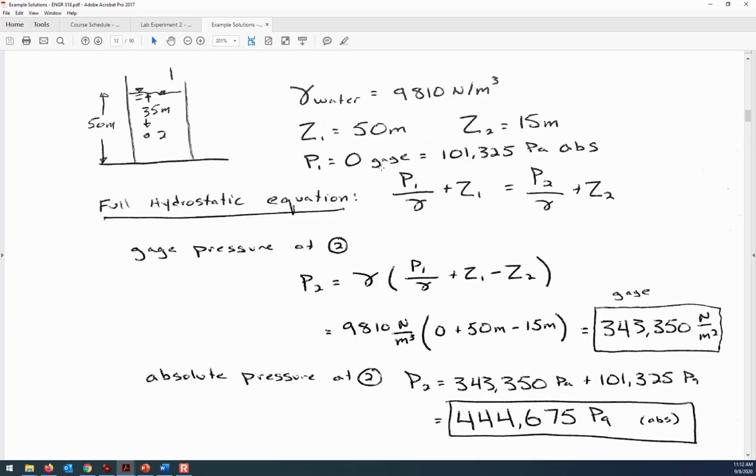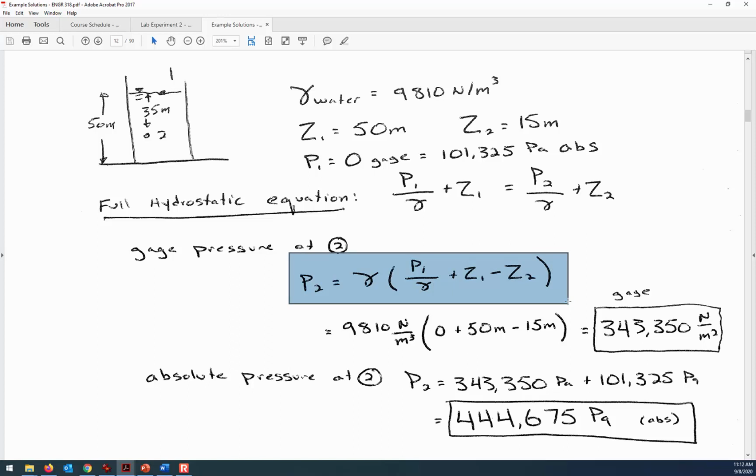All right, so just defining some variables here. Z1 is 50, Z2 is 15, P1 is 0 gauge. And so in absolute terms, then that's 101,325 pascals. And so here we have both the gauge and the absolute pressure at location 2. And you can see that I first, before starting to substitute in the numbers, rearranged things symbolically.